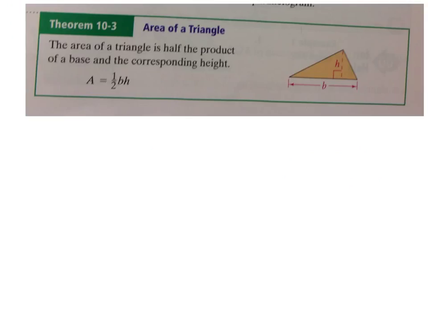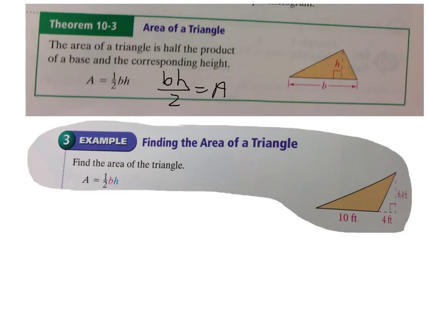Now we have area of a triangle. Area of the triangle is 1/2 base times height, or I sometimes say base times height divided by 2. Same thing. If you want to write it like this, base times height all over 2. That's still area of a triangle. But the key to remember is the same as a parallelogram. Base and height must be perpendicular. In example 3, they're asking us to find the area of this triangle. Please pause the video while you try to figure this out.